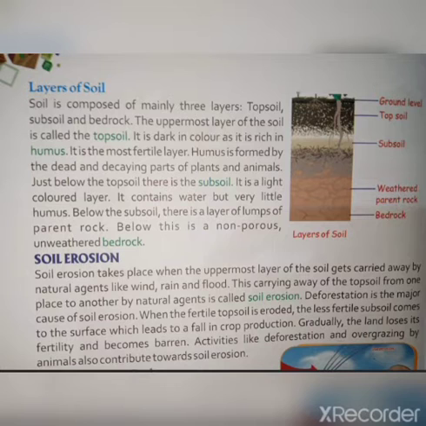Now layers of soil. So what are the layers? Like the layers of air, these are the layers of soil also. So what are the layers? Ground level, topsoil, subsoil, weathered parent rock and bedrock. So there are how many layers? There are 5 layers of soil.